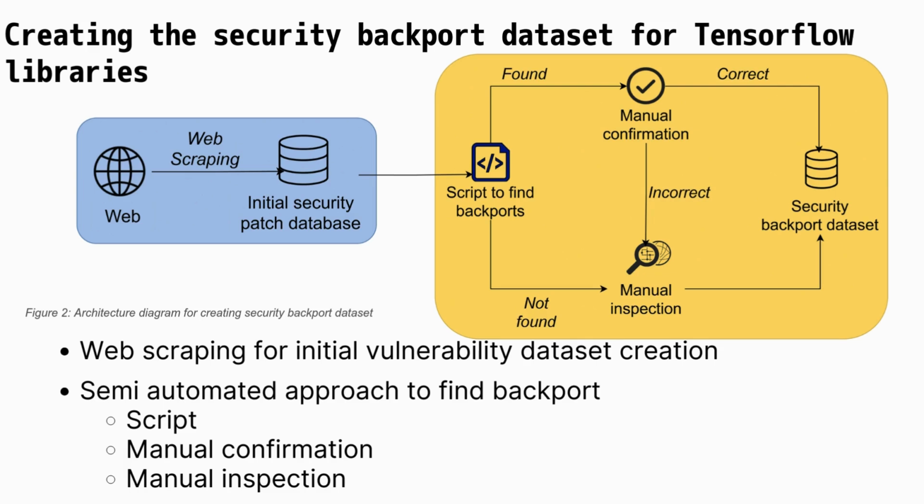If the script couldn't find a backport, or if the one it found was incorrect, we would then manually inspect the commit history to find the correct one. Once confirmed, it was also added to our final dataset.